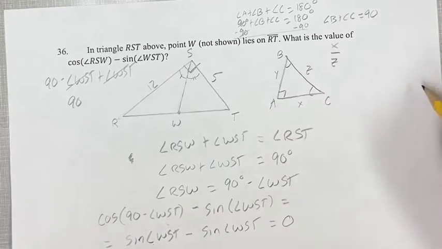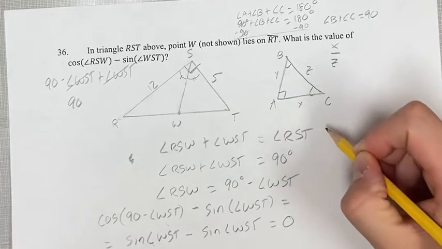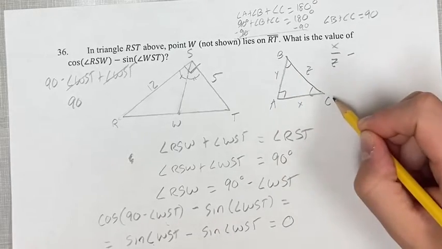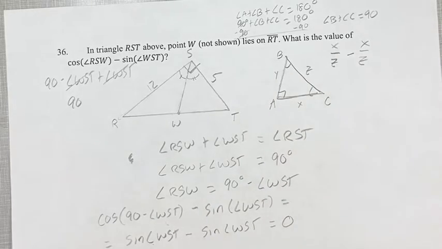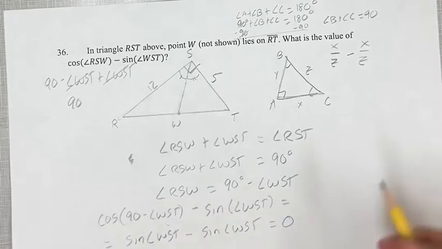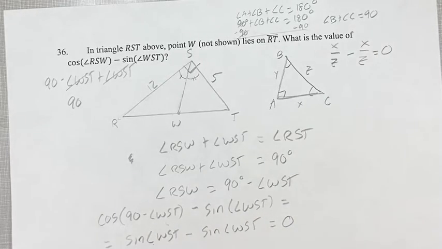And we're looking for the cosine of C. Sine of B, cosine of C. So the cosine is the adjacent side, which is X, over the hypotenuse, which is Z. So we have X over Z minus X over Z, just like here, which is going to be 0. So 0 is your final answer.